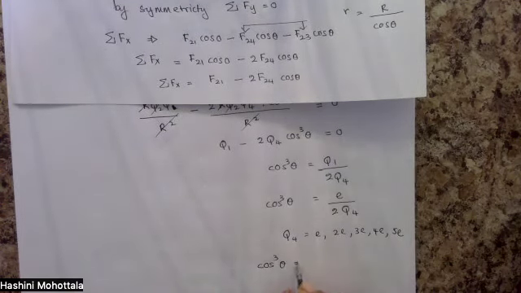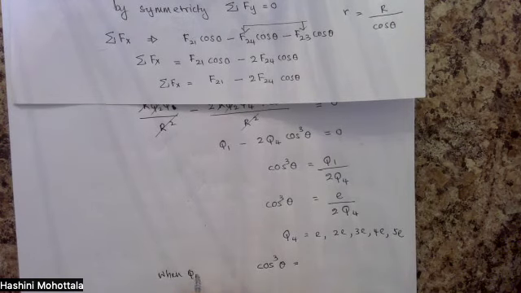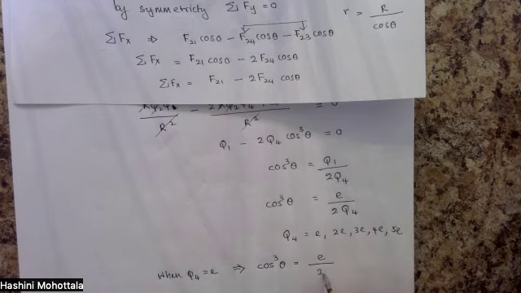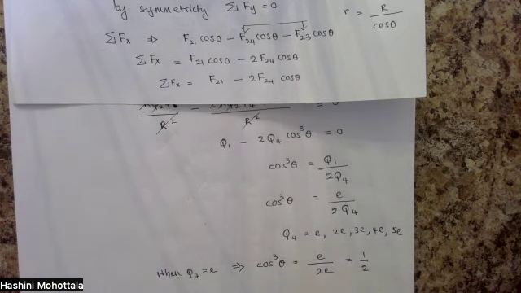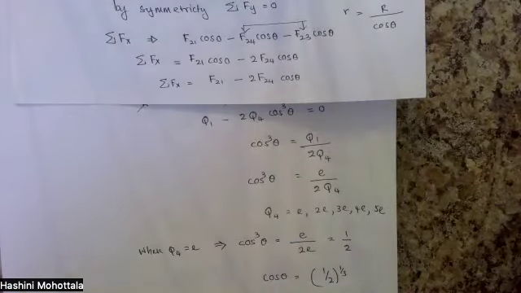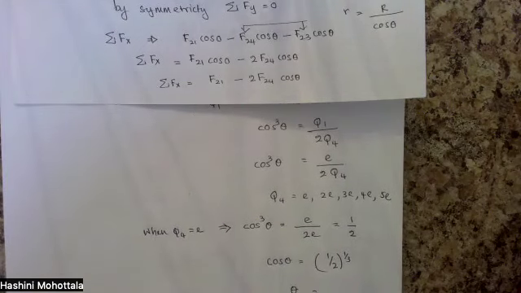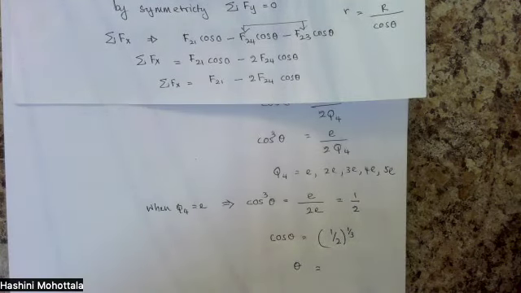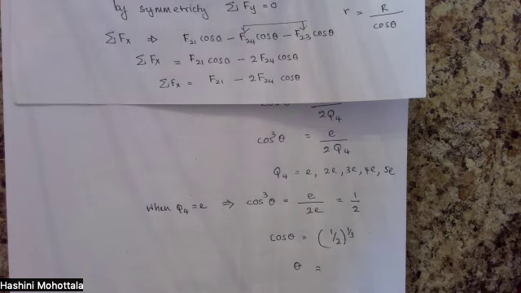So cosine cubed theta: when Q4 equals e, cosine cubed theta becomes one half. So cosine theta is the cube root, and then you can find theta. And you can do the same for 2e and 3e. You have to take the cube root of whatever you end up with on the other side. The e's cancel out.